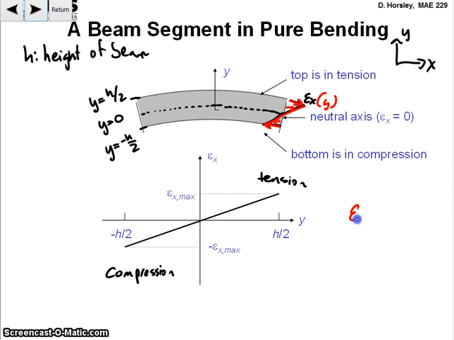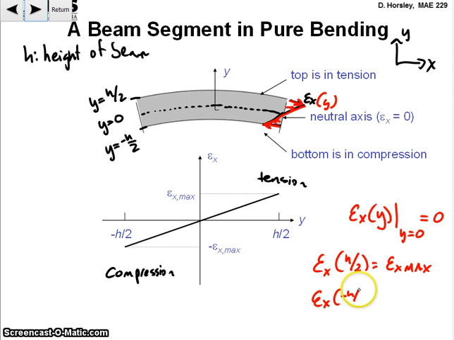So we're saying basically epsilon x of y at y equals 0 is 0, and we could say that epsilon of x evaluated at y equals h over 2, that's epsilon x max. And epsilon x at minus h over 2 is minus epsilon x max, right? So the strain is symmetric about the neutral axis, and it's maximum at the bottom surface of the beam. It's the maximum compression at the bottom, and it's the maximum tensile at the top of the beam. And those things are equal and opposite.